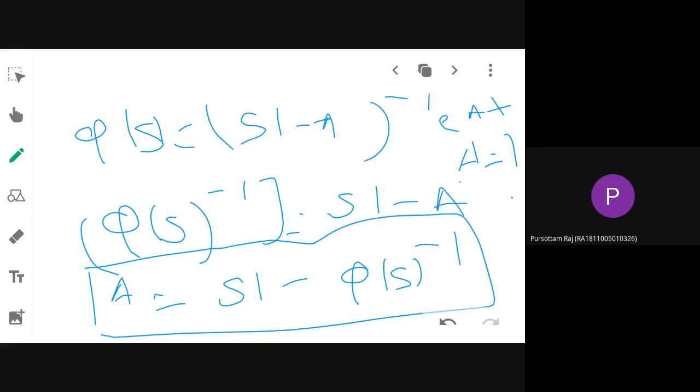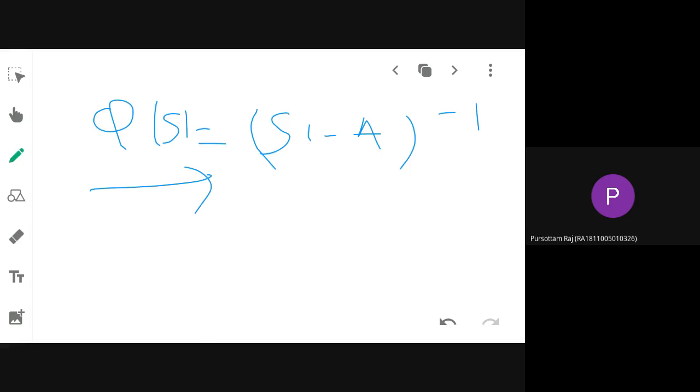What is A? A is s I minus phi of s inverse, that is, phi of s inverse. So you know how to substitute for s, you know what to substitute for I, but how will you find out this phi of s inverse?